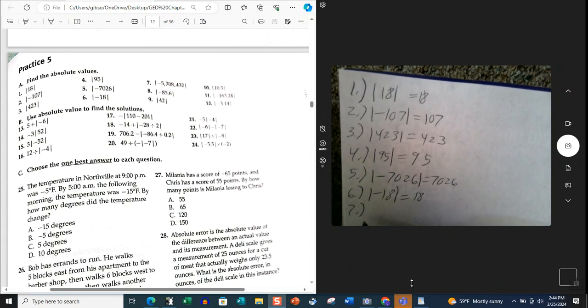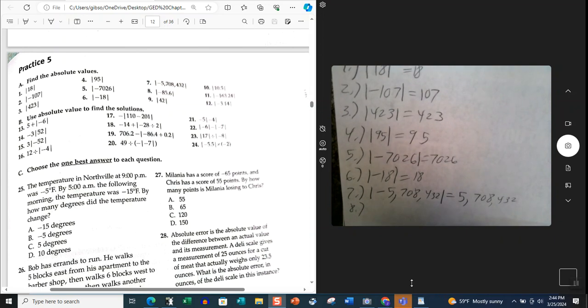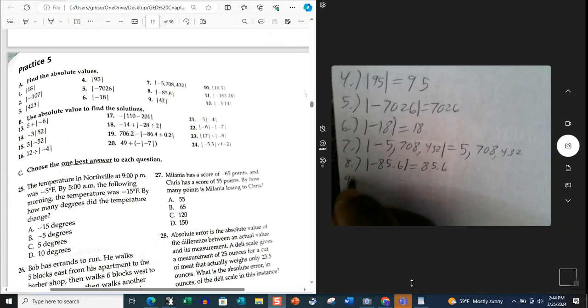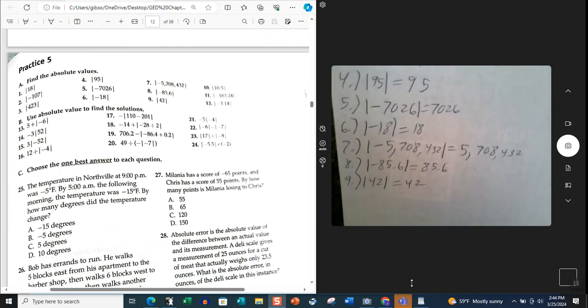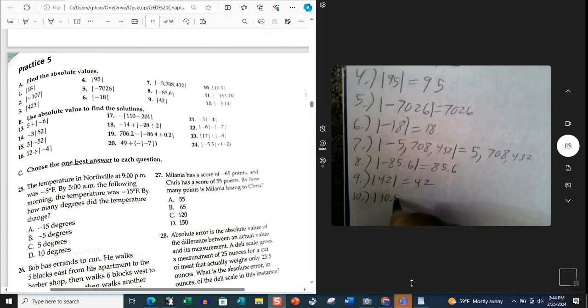Number 7, we had an absolute value of negative 5,708,432. And that would give us a positive 5,708,432. Now we go to problem number 8. Had an absolute value of a negative 85.6, which would give us a positive 85.6. Okay, number 9. We have the absolute value of 42, which is just 42. Okay, number 10. The absolute value of it looks like 10.5, which would just be 10.5.